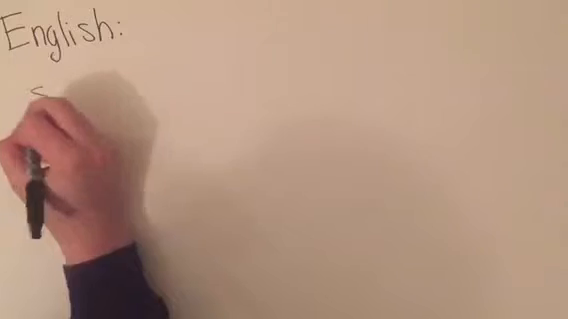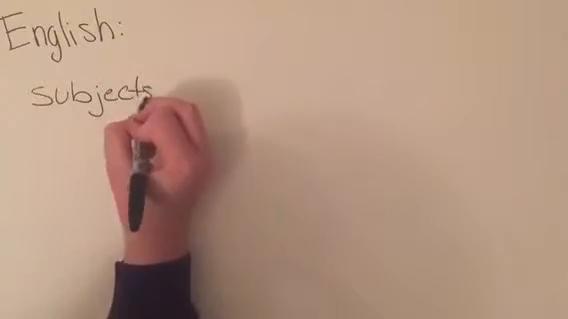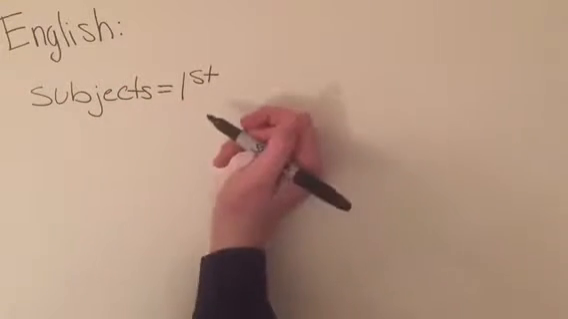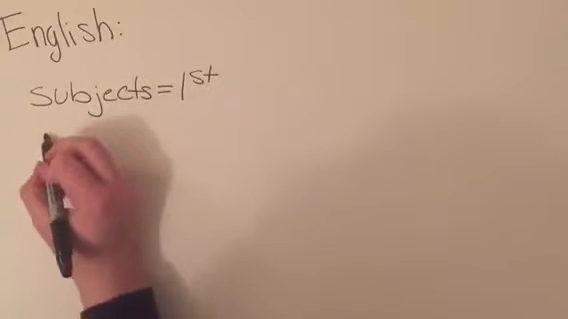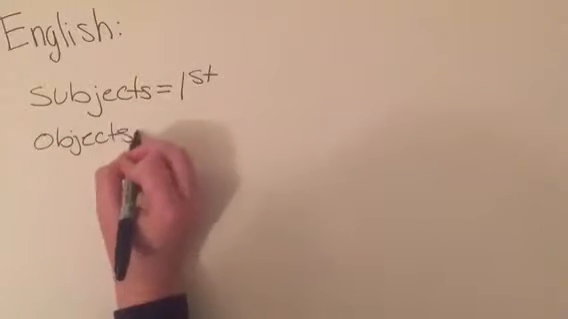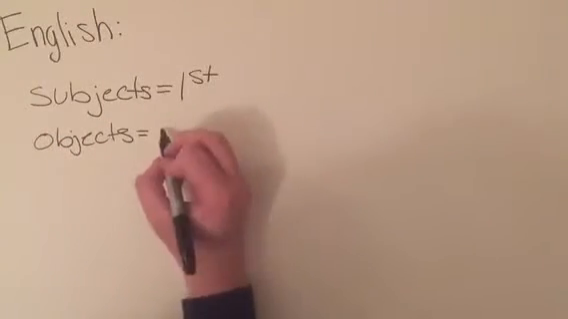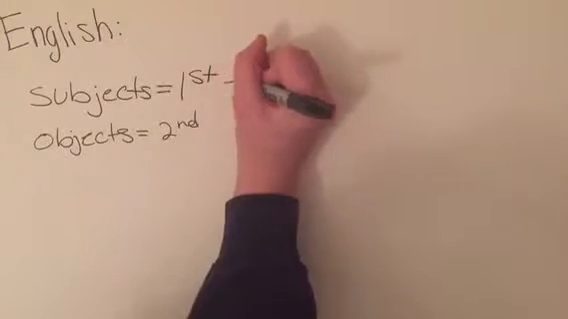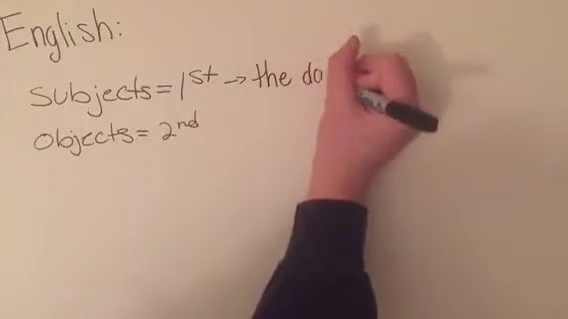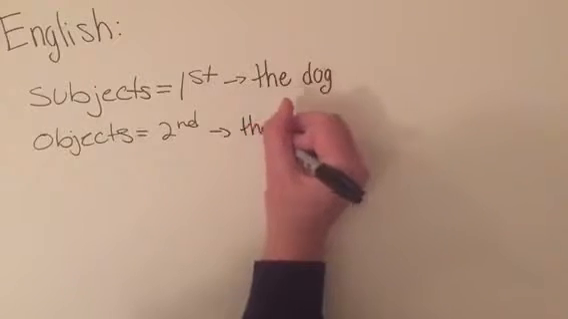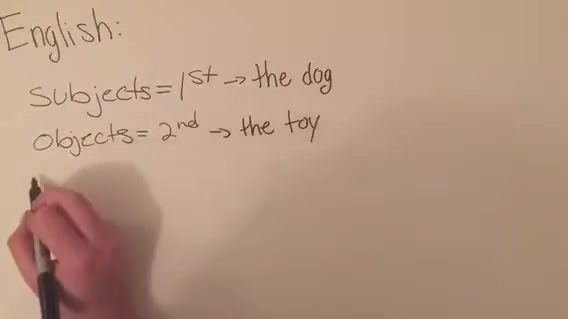So the next topic I wanted to talk about is nouns. So in English, we have subjects, objects, and indirect objects. So subjects usually come first in a sentence, followed by the objects, which usually come second. And in this example, we'll say that the dog is the subject and the toy is the object.